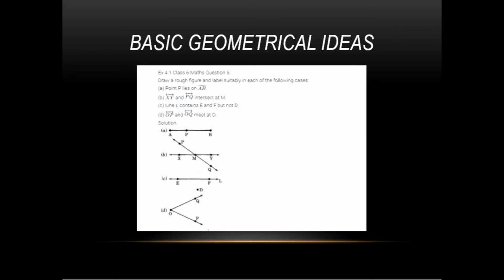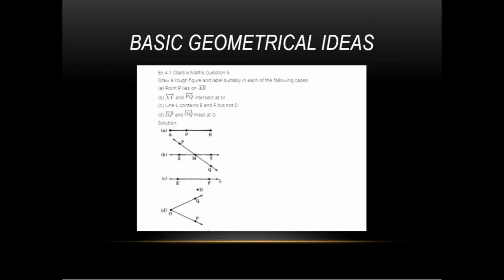Then XY and PQ intersect at M. Now XY and PQ, two lines, they are crossing each other. The point at which they intersect is called as M. You can see in the figure. Then a line containing E and F but not D. Now we are having a line where E and F is marked, but if D is not in the line, then we have to mark D out of the line.